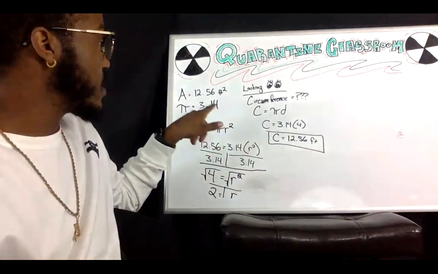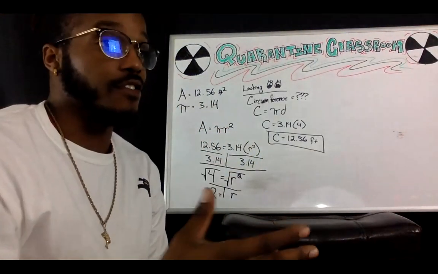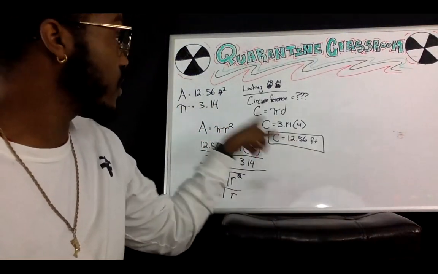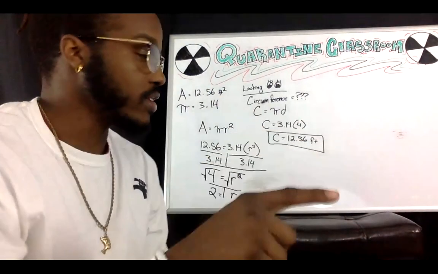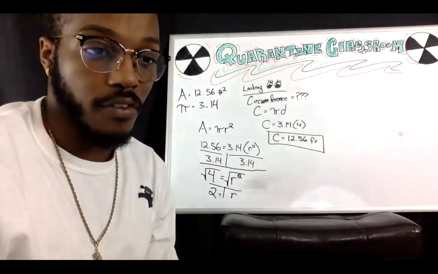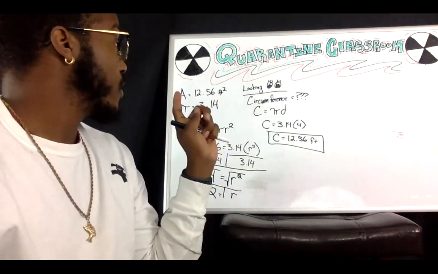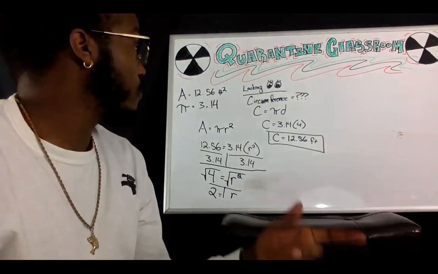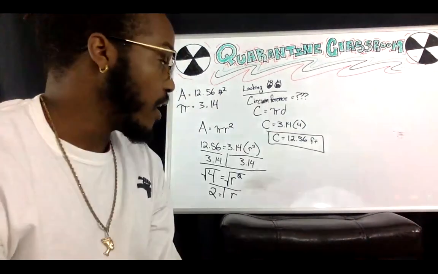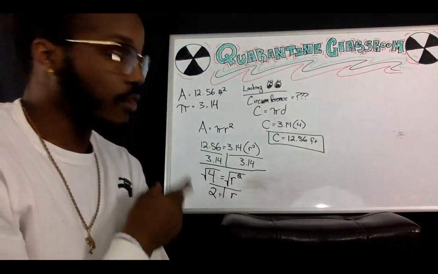The major difference is that when we're talking about area, it's a different unit. So this is just feet, and area is feet squared. Though the distance around the outside of the circle is 12.56 feet, the area, the amount of space that the circle takes up, is 12.56 feet squared. So that's the kind of workflow that we're looking at.